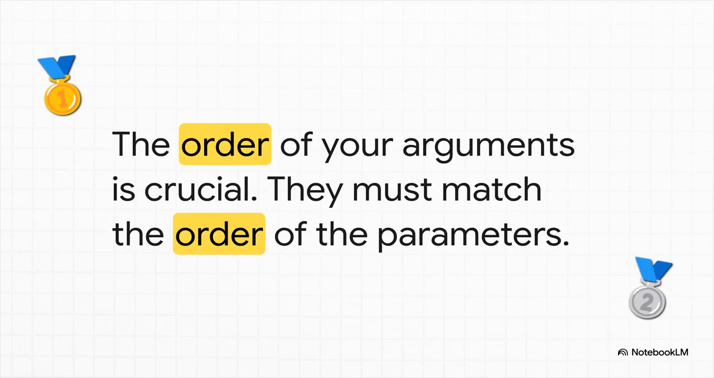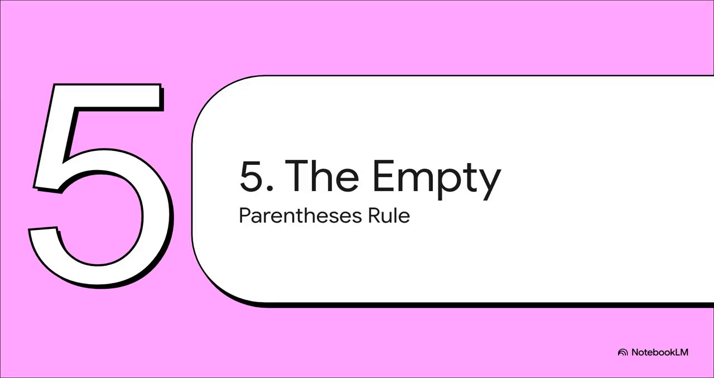This brings us to our second golden rule, and it's a big one. It's not just about how many arguments you have, it's about their order. The first argument goes to the first parameter, the second to the second, and so on down the line. Order is absolutely crucial.